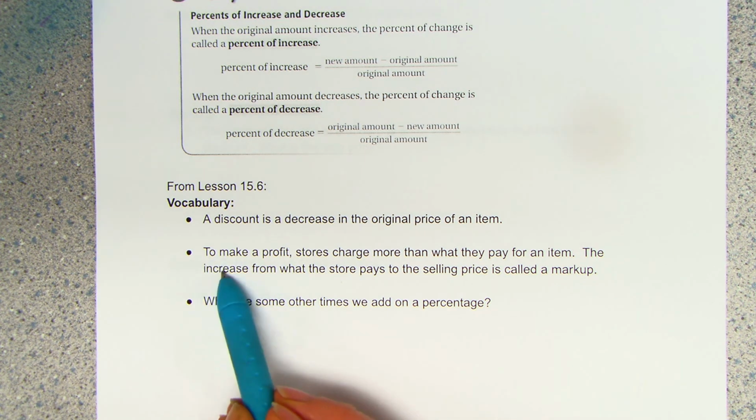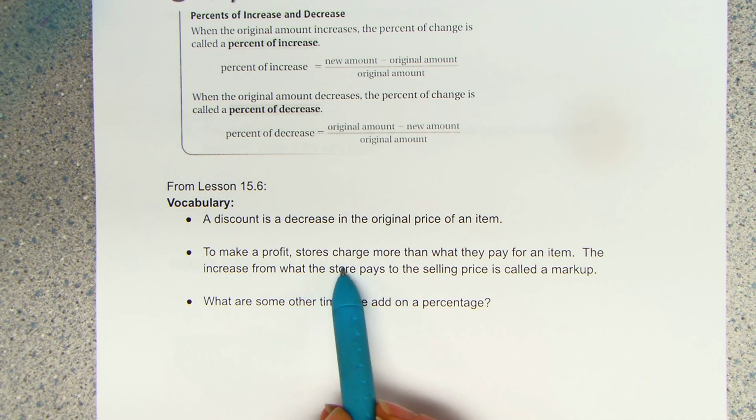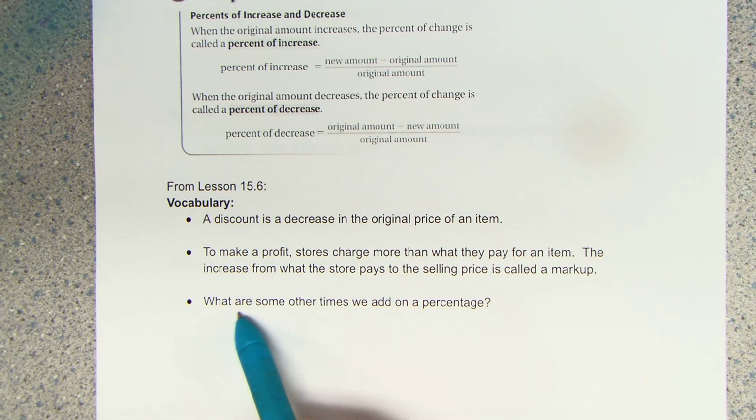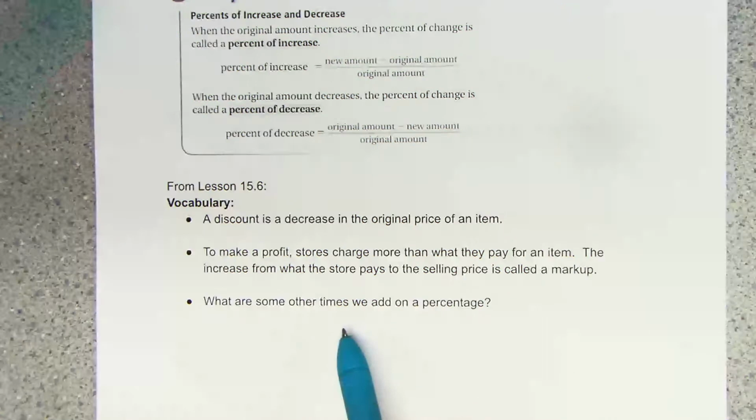Then a related idea is that to make a profit, stores charge more than what they pay for an item. And the increase from what the store pays to the selling price is called a markup. That makes sense. There are other times that we use the same idea as a markup. You calculate it the same way, even though it's not a markup.